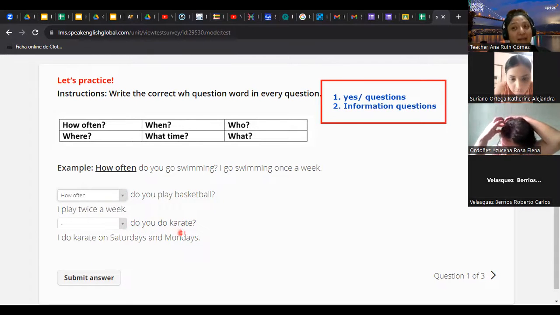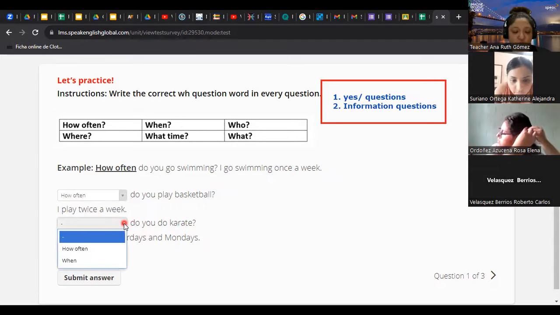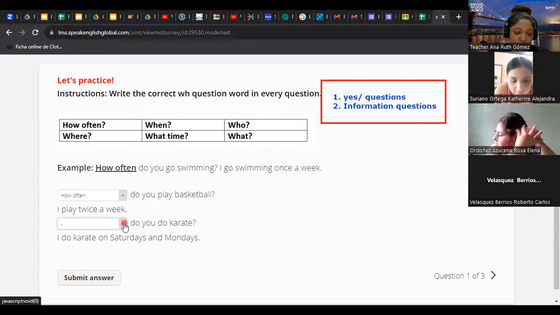Do you do karate? Aha, pay attention to the answer, and you have two options. Look at the options. What are the options? Is when do you do karate?